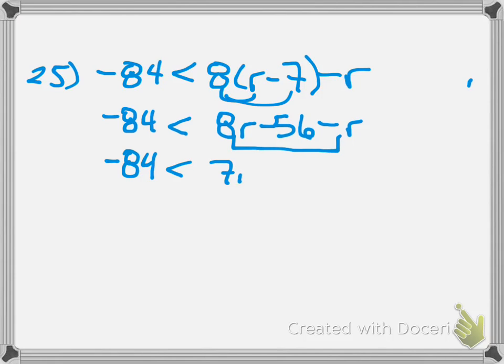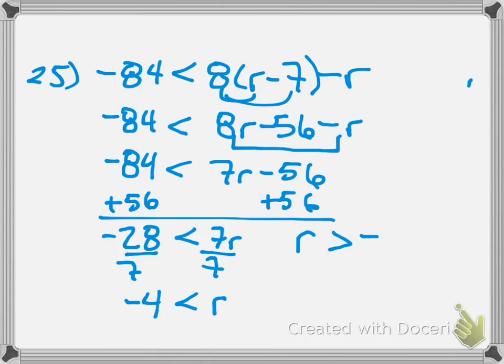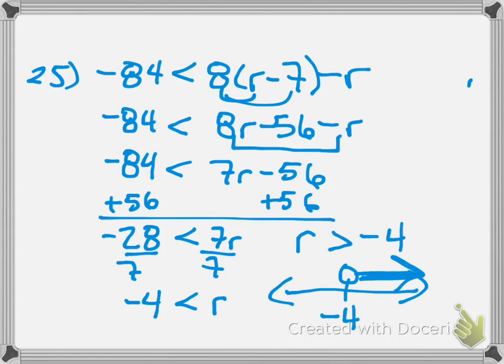And then I'm going to add 56. Now keep in mind, when you're adding 56, like negative 84 plus 56 means you don't get 140. Negative, positive, take away. And you would get negative 28. Okay, and then I can divide by 7. And I get negative 4 is less than r. But again, I like to flip-flop those. And that's r is greater than negative 4, which would make the shading go a different direction. Okay, open dot shaded in the right way.